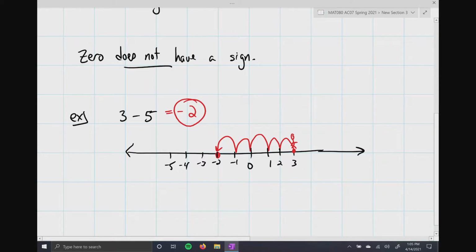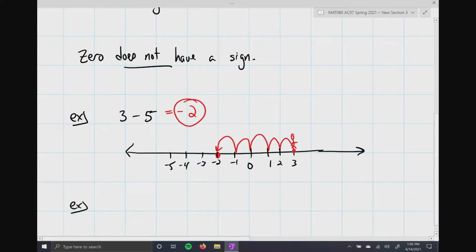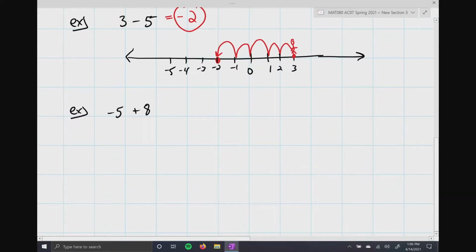Like I said, it's pretty straightforward. We'll do one more like this. We'll do 8. So -5 plus 8.